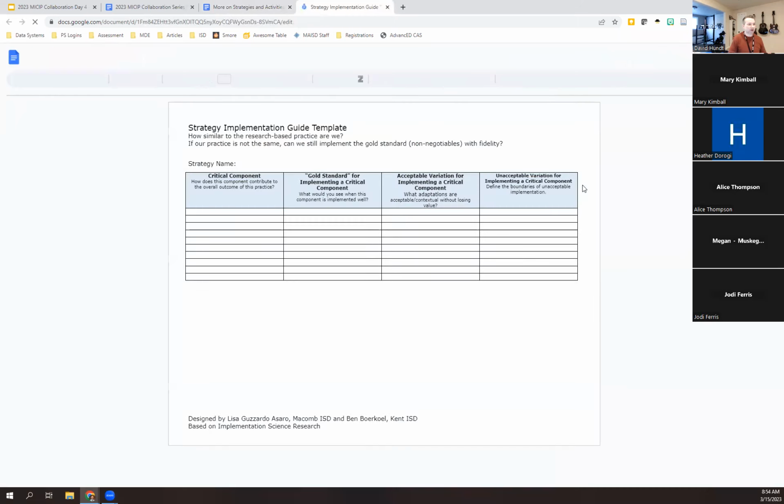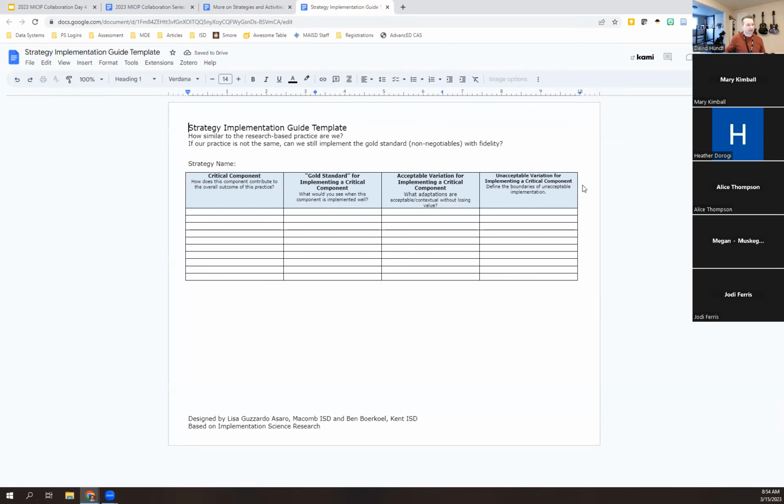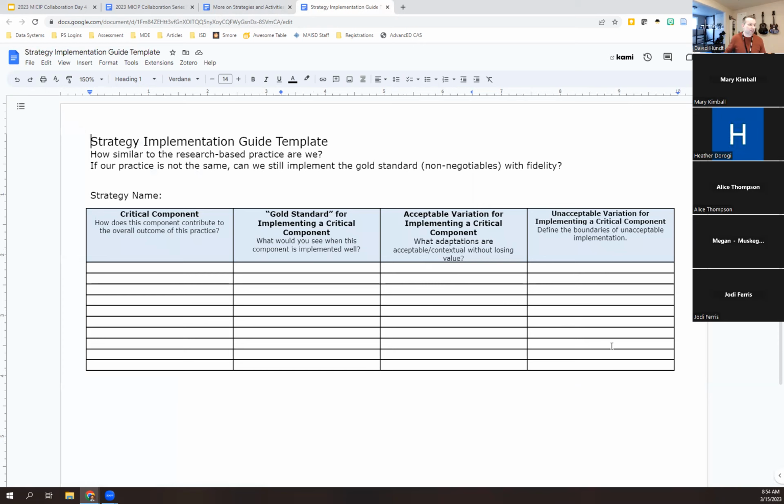So the first one is your strategy implementation guide. And you're going to see the examples that I'm sharing don't look exactly like this, but they get to the same outcome. So this is really starting to think about what are the critical components to a strategy that we're going to be putting into place, and then what would it look like for us to put it into place. And that's those first 3 columns, right? So like, what are the critical components? What would it look like, or what could it look like? And then there's a column here for what should it not look like also.